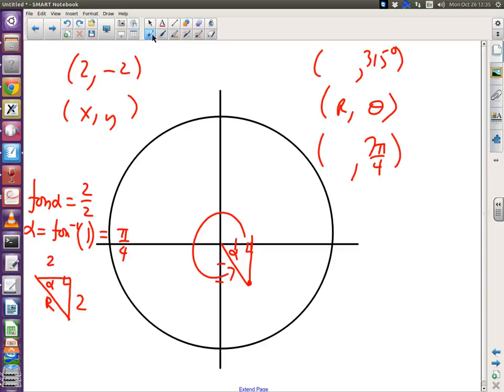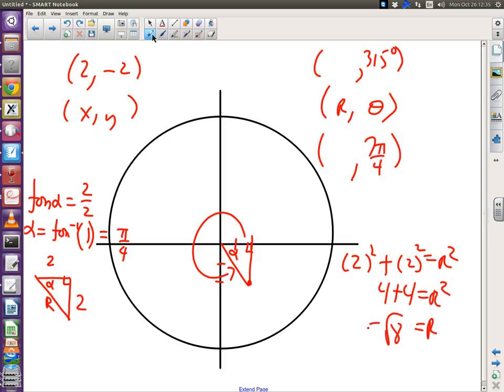Now what's r? Well, is there a relationship between x, y, and r, or 2, 2, and r? Yeah. It's 2 squared plus 2 squared is r squared. So 4 plus 4 is r squared. So r is rad 8, or rad 4 times rad 2, which is 2 rad 2. And we get 2 rad 2 again. It's my favorite number, apparently. And there you go. Alrighty.